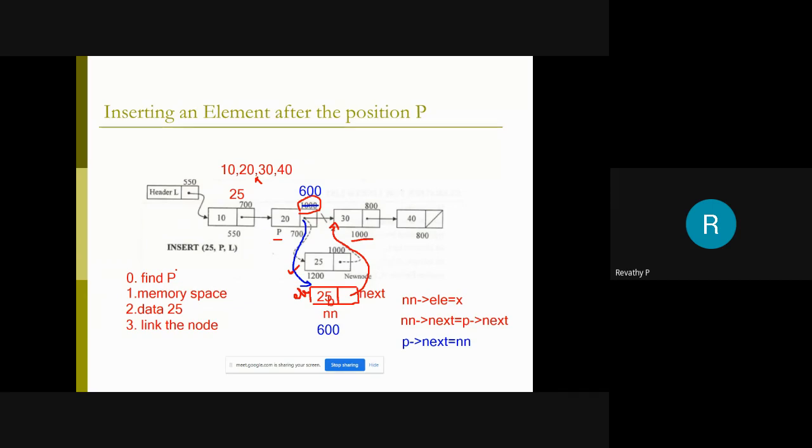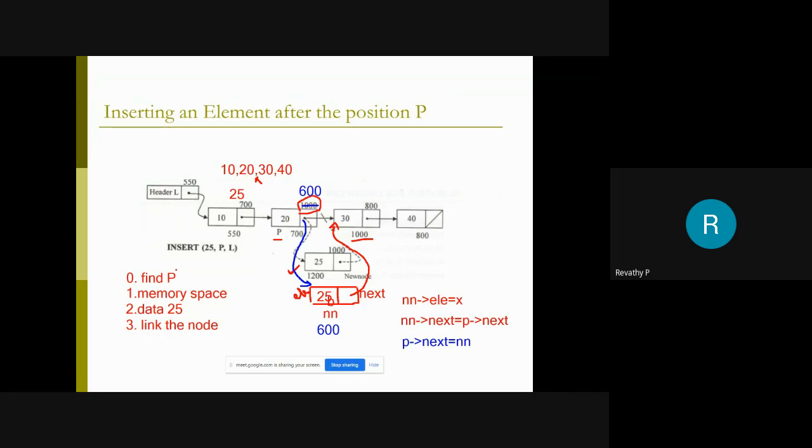So the logic is we need to know after which node you want to insert. Let us take that node as my P. Then the element which I want to insert is my X, which is nothing but 25. So I need to find the room, that is, I need to find the memory space for where I can store this X value. So that we can create, and now we are calling it NN.